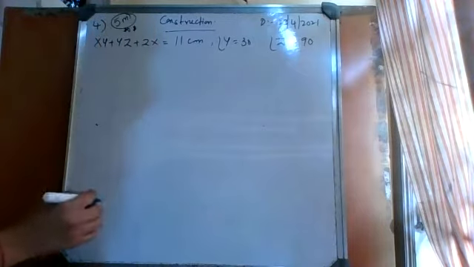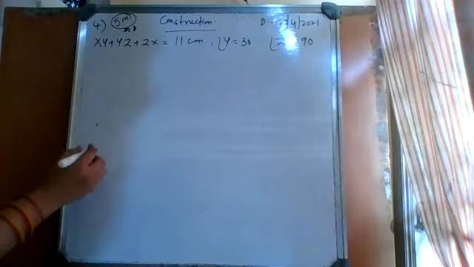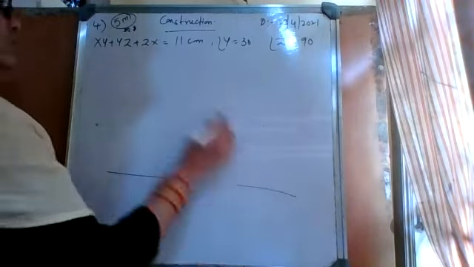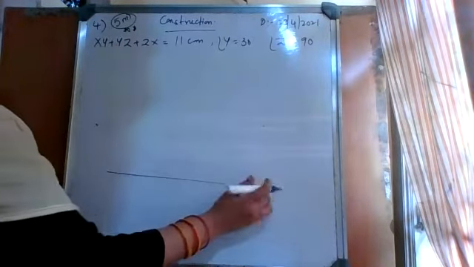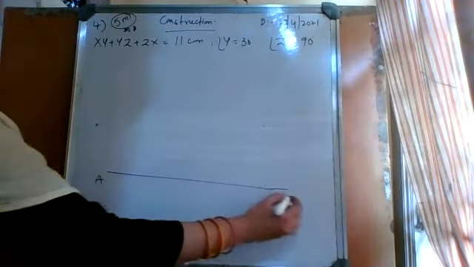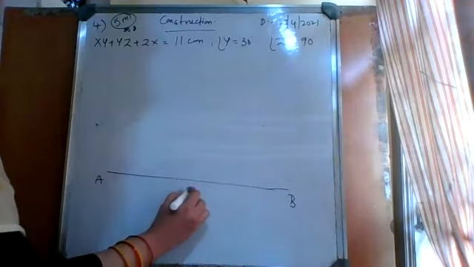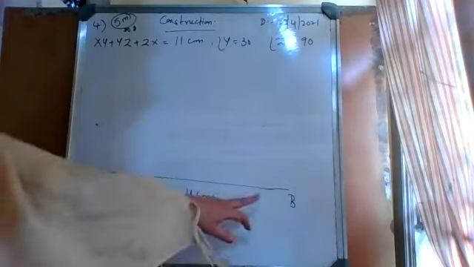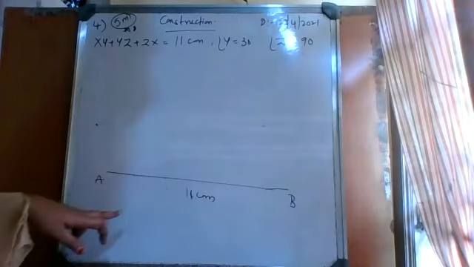First, what you have to construct is 11 centimeters. So instead of giving XY, we are using some other name here. Take a scale and suppose AB we have to take. This is how much? 11 centimeters. With the help of a scale, draw a line segment of 11 centimeters.